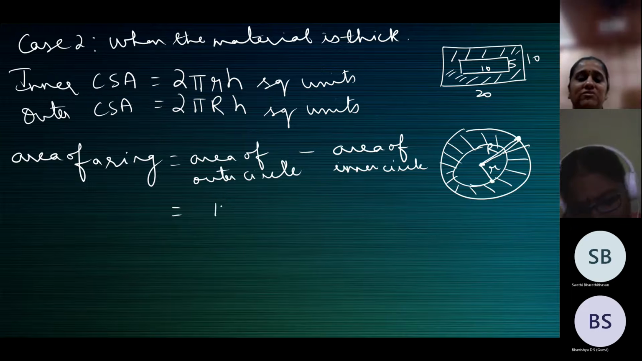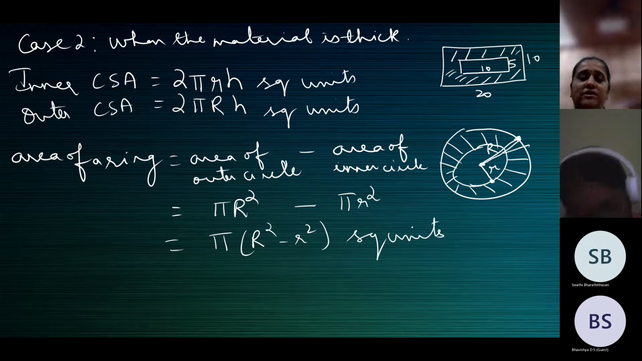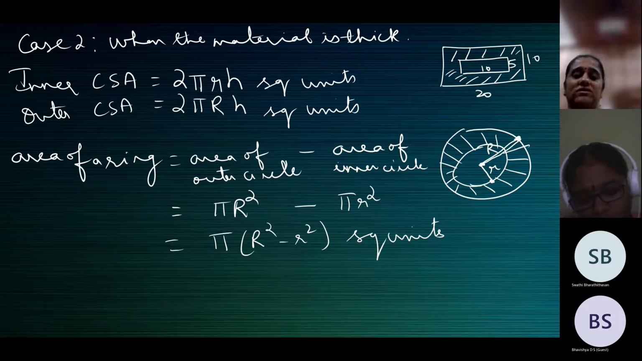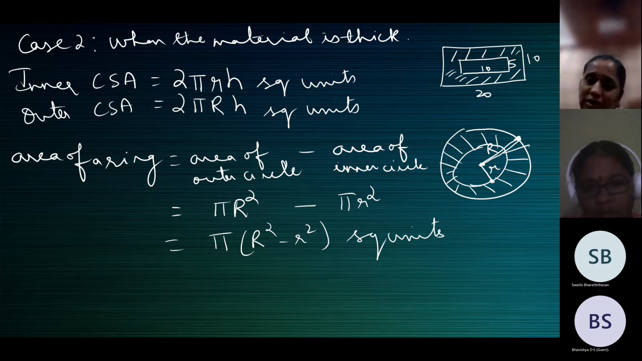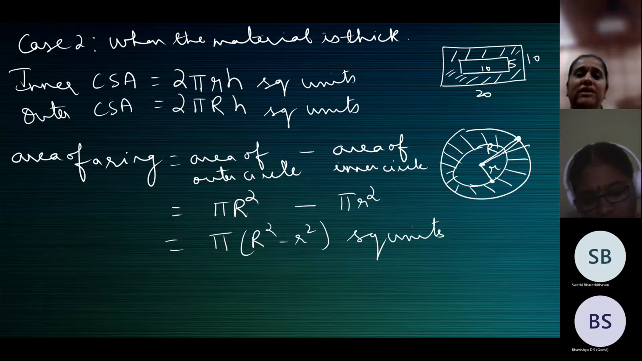So the area of the outer circle is pi capital R square, minus the area of the inner circle, pi small r square. You can take out pi common and write pi into R square minus r square, in square units. This is the formula to find the area of a ring. A ring is the area between two concentric circles. Area of a ring is the area of the outer circle minus the area of the inner circle.